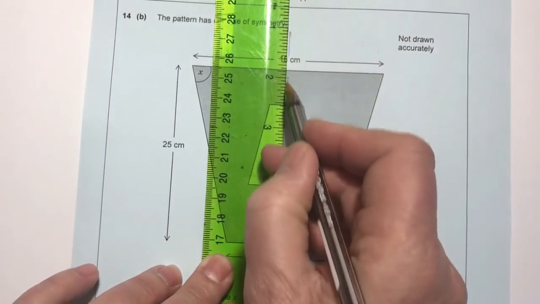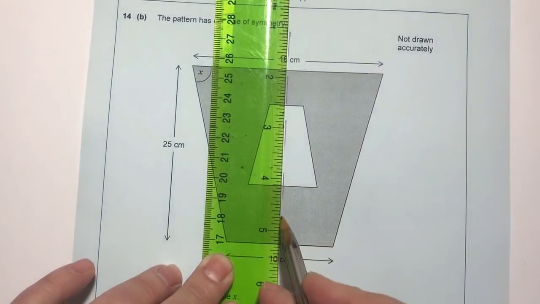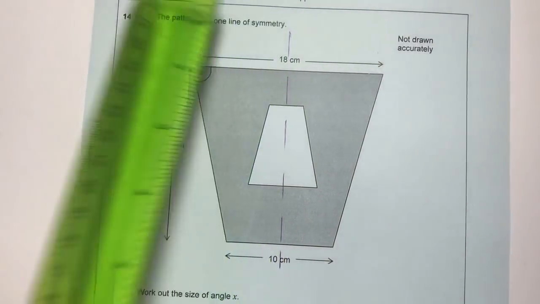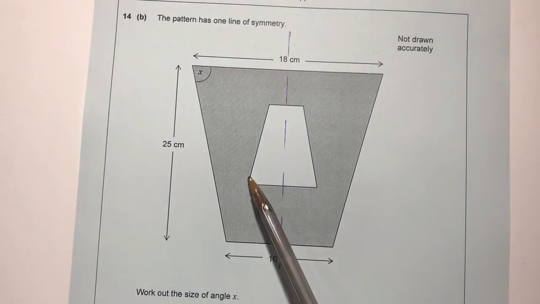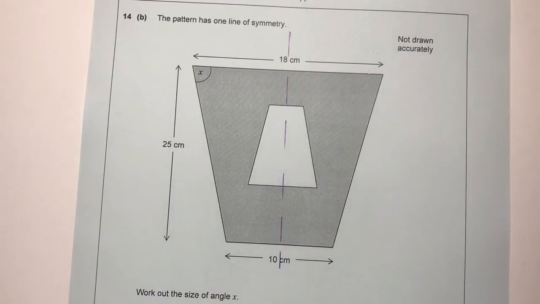So you can imagine that if I cut this in two, what I would end up with is two very similar or exactly the same pieces, or if I fold it in two, that would match onto that. So it's got one line of symmetry. And then it says work out the size of the angle X. Okay, right, so we've got to be a little bit careful there, but basically we have all the information that we need.